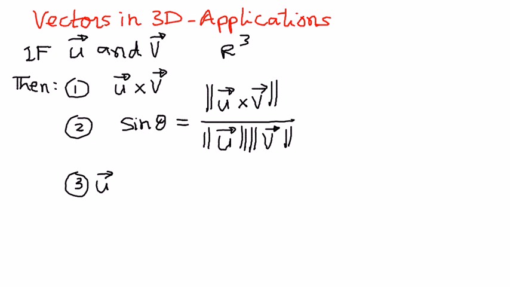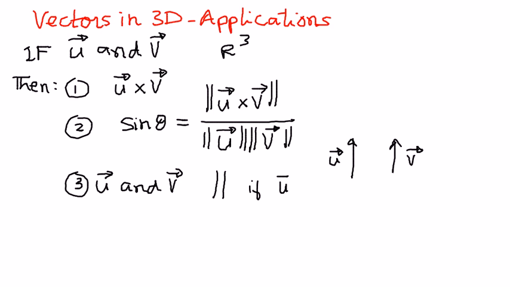The third property says that u and v are parallel if and only if vector u cross vector v goes to 0. If this is vector u and this is vector v, they are considered parallel if they don't meet, when the endpoints don't meet each other. They are parallel to one another if and only if the condition holds: vector u cross vector v is equal to 0. If that goes to 0, then those two vectors are parallel.